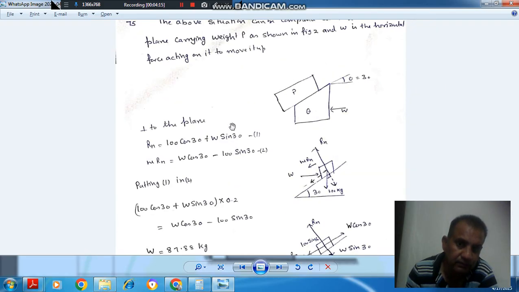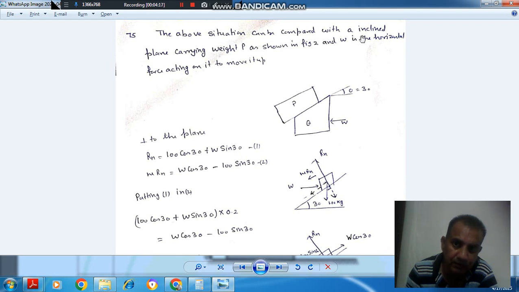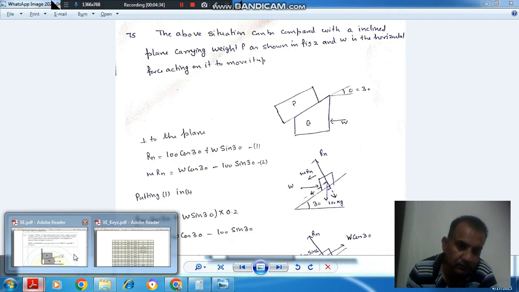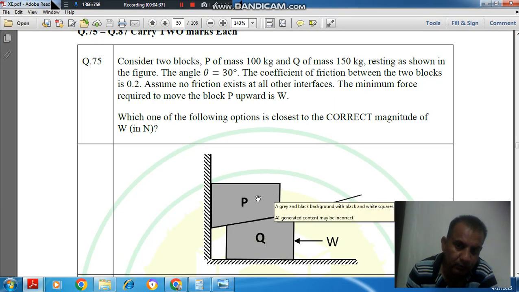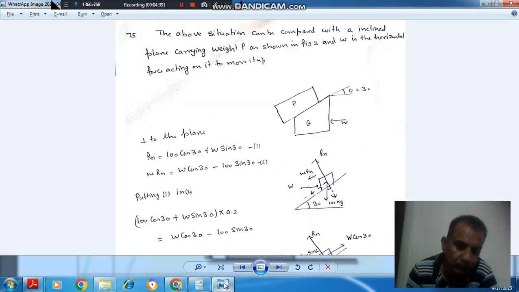Again, repeating, the above setup can be compared with an inclined plane carrying weight P, as shown in figure 2, and W is the horizontal force acting on it to move it up. If W is applied here, then this wall will apply a force in the opposite direction to move the block up. Now this can be taken as the inclined plane, and this can be taken as block P with W acting in the horizontal direction. After that comes the analysis of forces.